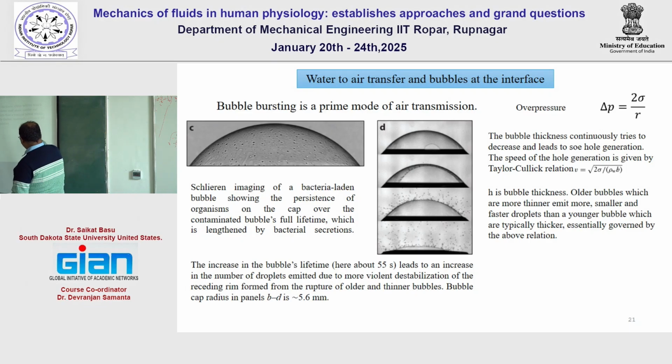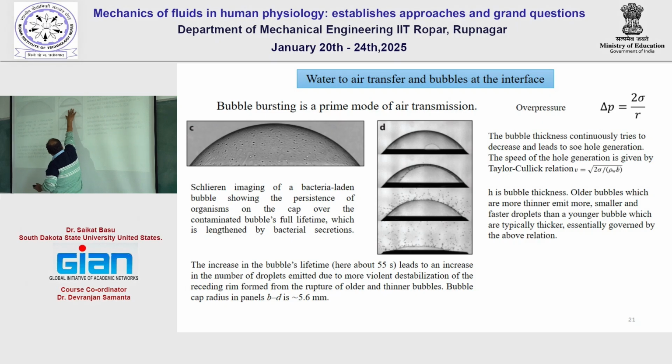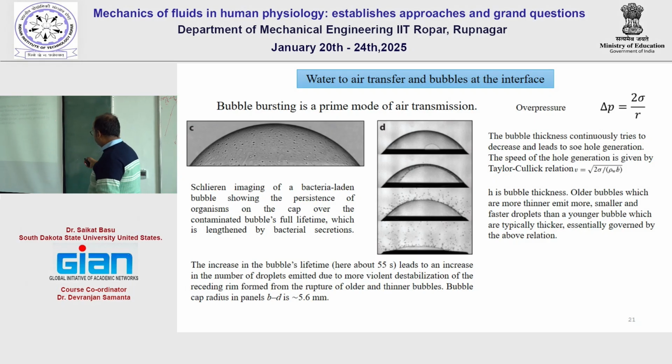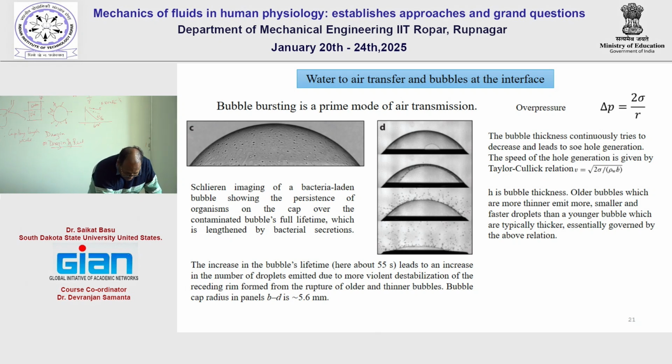Now h is the bubble thickness. So what happens here is the experimental observation. As the bubble lasts longer and longer, due to gravity, the upper portion essentially drains the fluid towards the bottom side. The bubble becomes thinner. So it is said that the older bubbles, which are thinner, emit more smaller and faster droplets when bursting compared to a younger bubble. Younger bubbles are thicker. So these are all experimental studies.